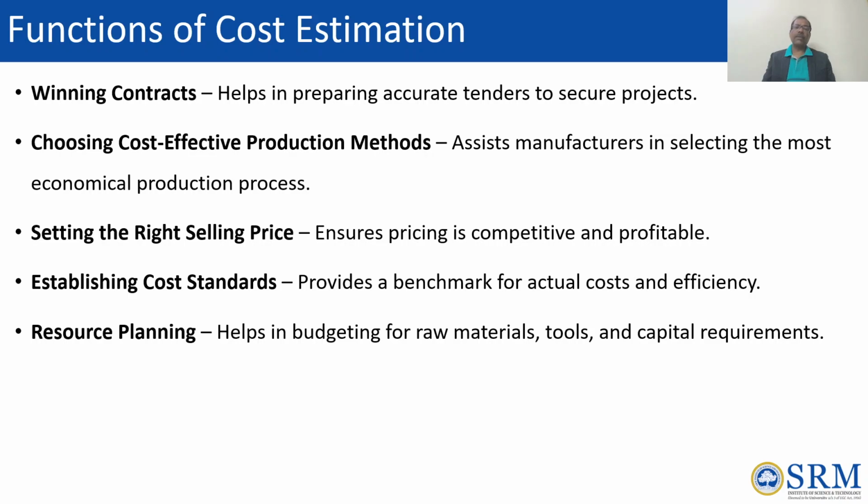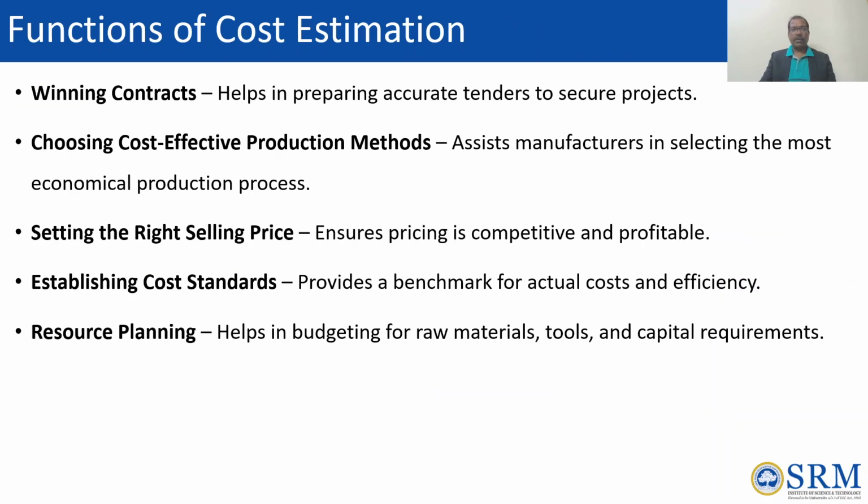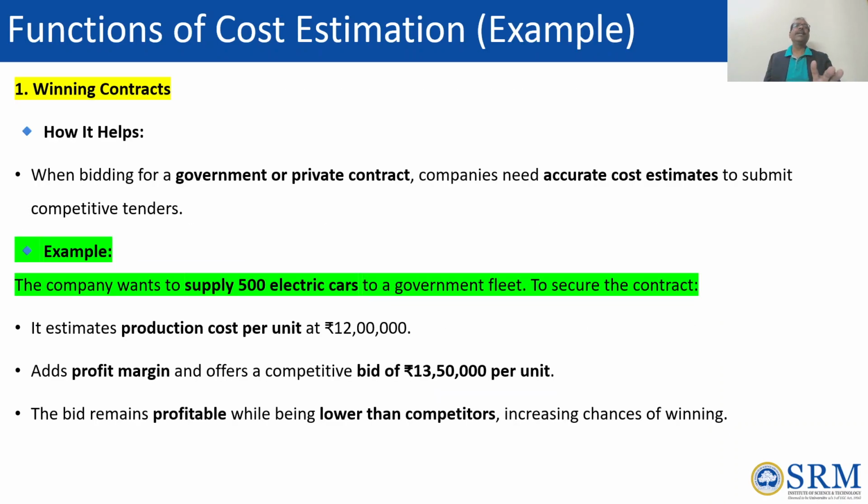But I would like to give some case studies or examples, with that I want to explain all these points. So start with winning contracts, how it helps. When bidding for a government or private contract, okay, government announces some projects and gives a public announcement, or some private company wants to do some project, further they are releasing some announcement, means they are requesting quotations from factories or business people and all, they'll do, right?